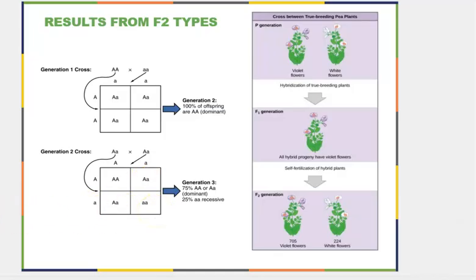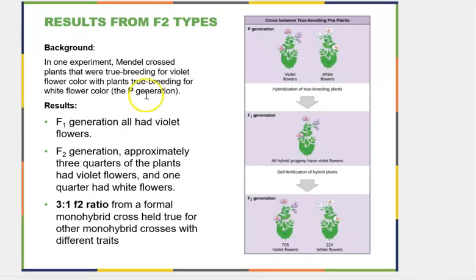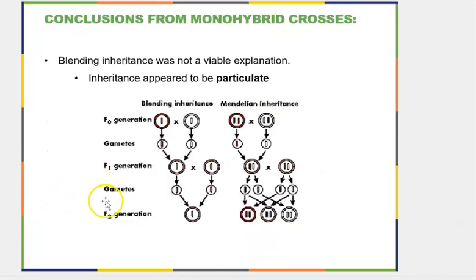Get a piece of paper, or better yet, print off the worksheet that I posted on Canvas if you were not in class. Okay, same thing. F1 has all violet. F2, you are going to see that 3-to-1 ratio come back. Here's again how the gametes work for that.